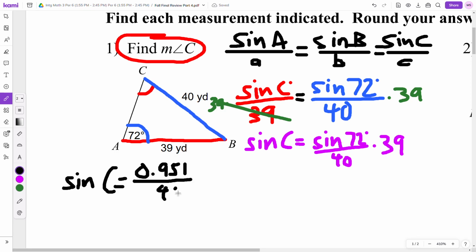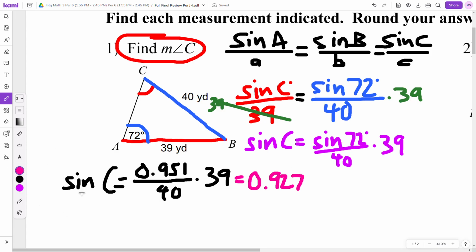Divided by 40 times 39. Again, I'm just going to take that number I got from the calculator, the sine of 72 degrees, and divide it by 40. That's going to give me about 0.023. It doesn't really matter because I'm immediately going to multiply that by 39 and get my new answer, which is about 0.927. Are we done? Because we solved for the thing.